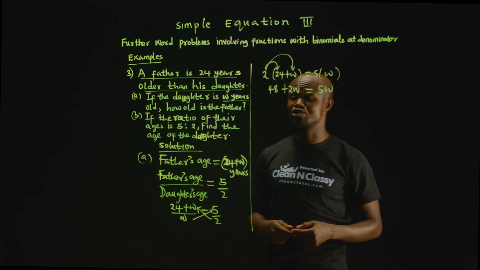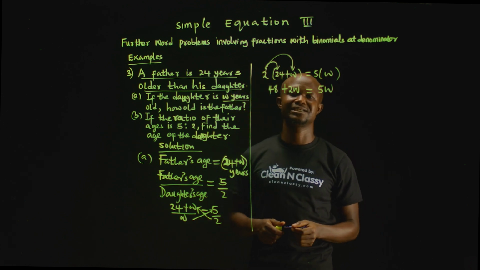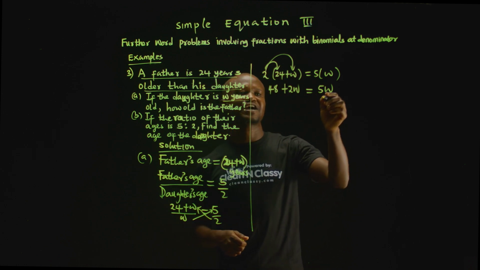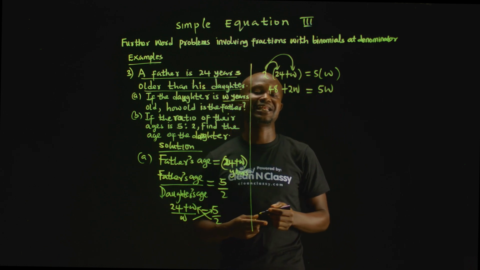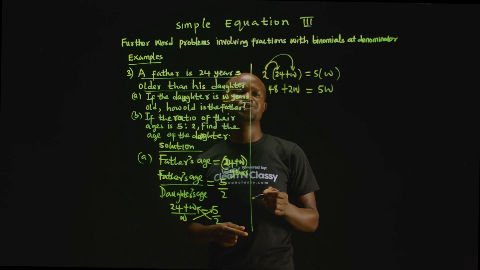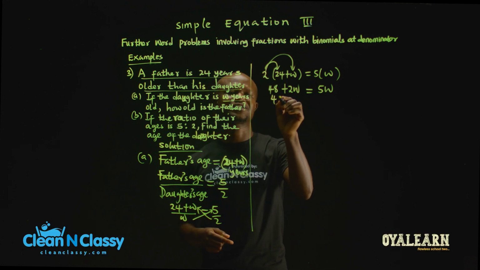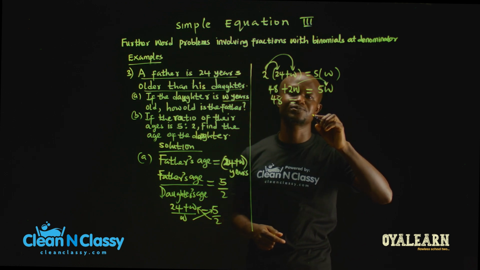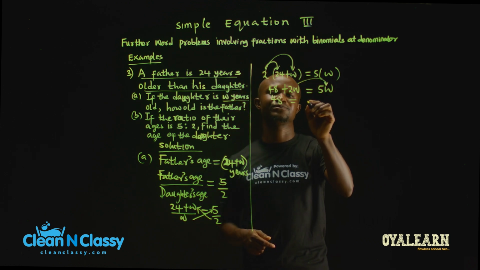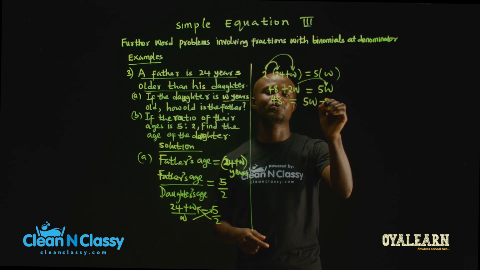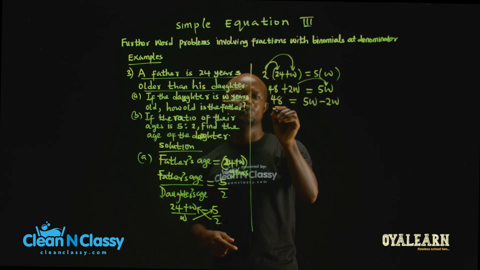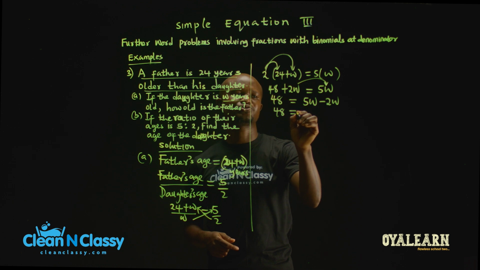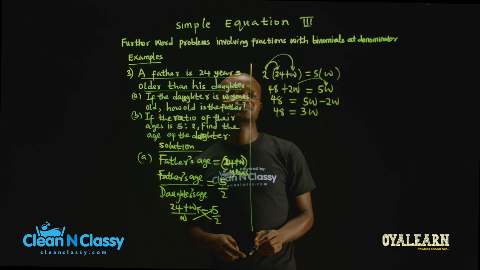So the next thing for us to do is to collect the like terms. 5W and 2W are like terms. So we now have 48. We move this 2W to the right, it becomes minus 2W. So 5W minus 2W. So we now have 48 equals 3W.